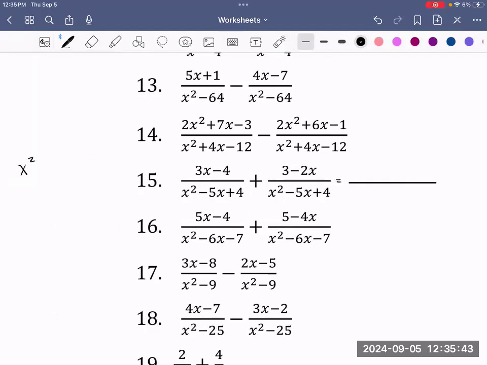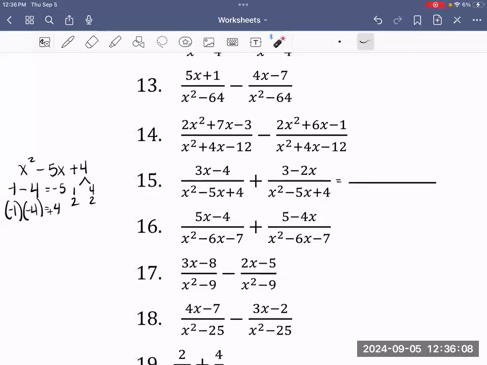So if you take x squared minus 5x plus 4, we're looking at factors of 4: 1 and 4, 2 and 2. And of those factors, what can get you to a negative 5? Well, 1 and 4 can get a negative 5 if we subtract them both. It'll be more negative. And when you multiply them together, they'll create a positive 4 like you do here. So your factored form is x minus 1 and x minus 4.